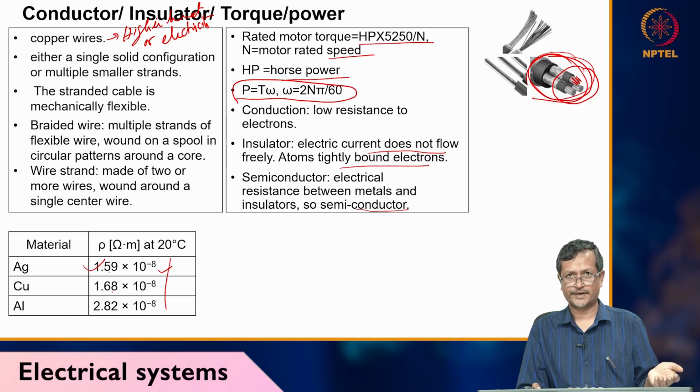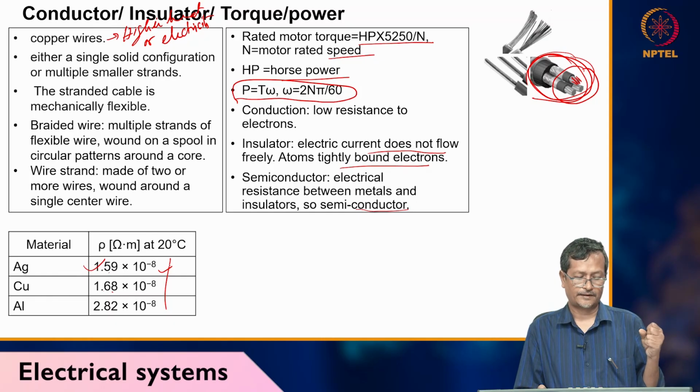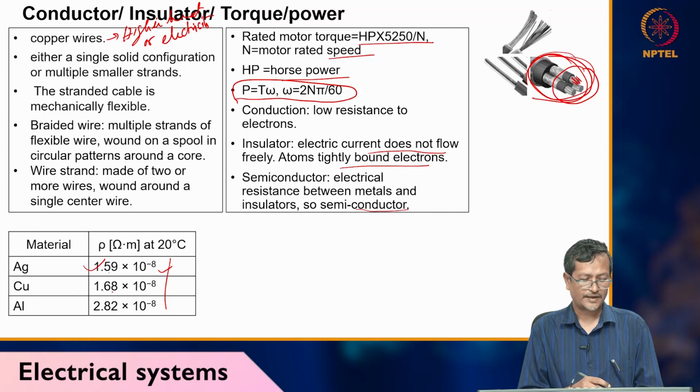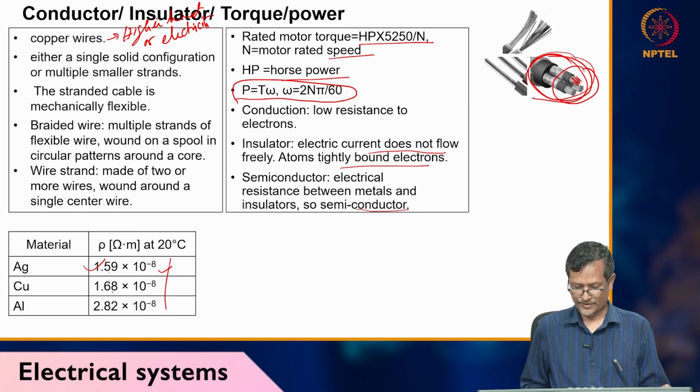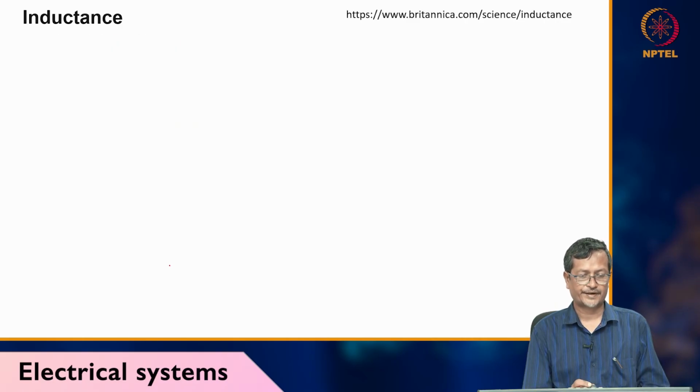Many other materials will also have more or less similar resistivity, especially copper, silver, gold, maybe those have lower resistivity, but you cannot use them every time because some have higher cost, some have other issues. So normally copper is common. In many cases, aluminum is also used for electrical conductor.